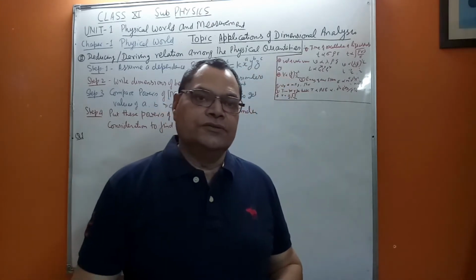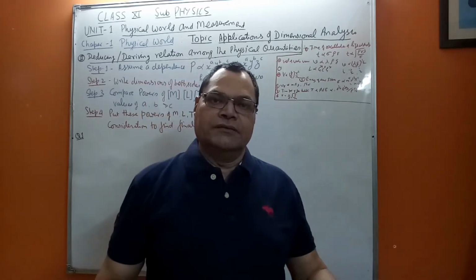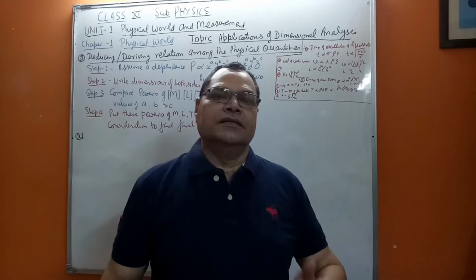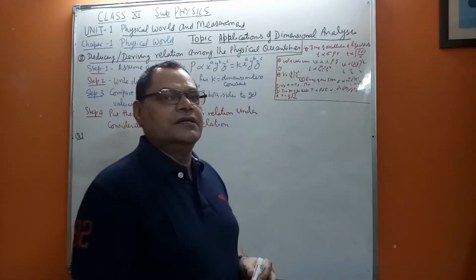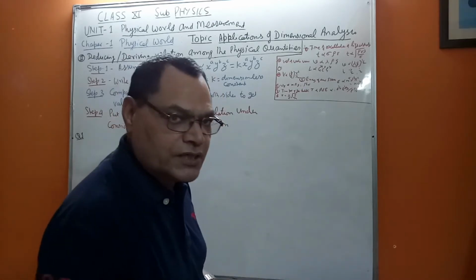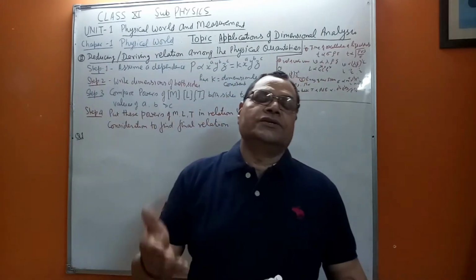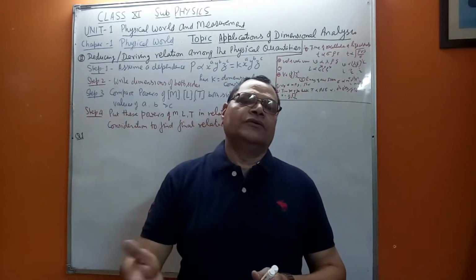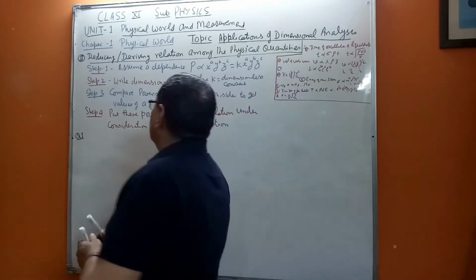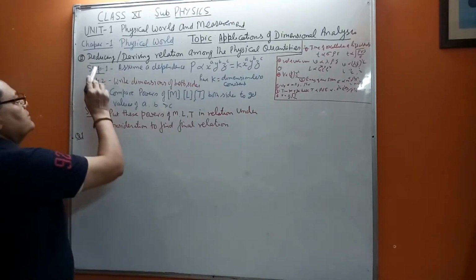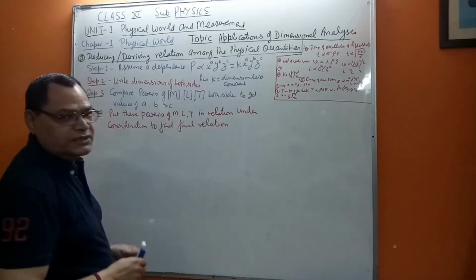So today we will continue the applications of dimensional analysis. The first application we have done previously, that is checking the correctness of a given relation or formula. Today we will take the second application of dimensional analysis, which is how to derive a relation for a physical quantity depending on a number of other quantities. So basically today's major topic is deducing or deriving relations among physical quantities.